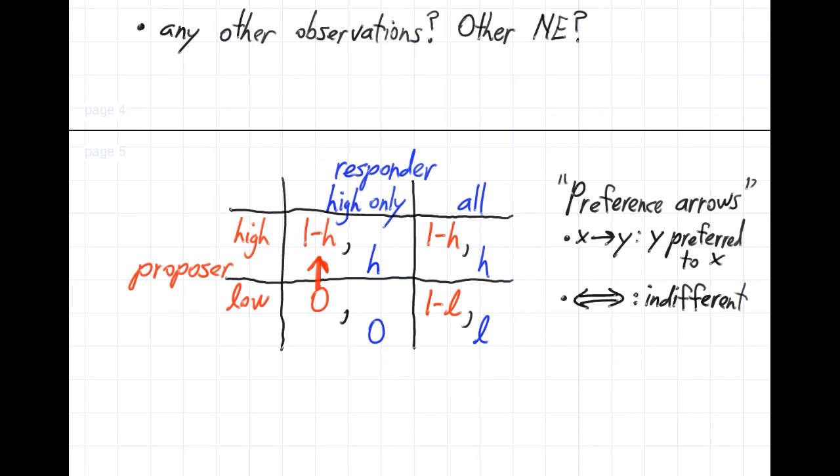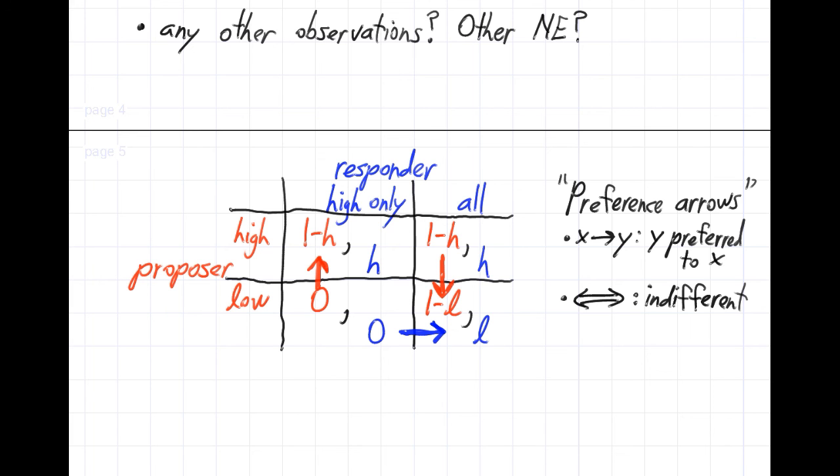On the other hand, if the responder accepts all, so we're in the right-hand column, then the better option for the proposer is the bottom one, to propose a low offer. And so the proposer prefers the bottom option. Now, for the responder, we can look at the responder's preferences as well. If the proposer makes a low offer, then the responder should prefer all, to accept all. So their preference is to the right.